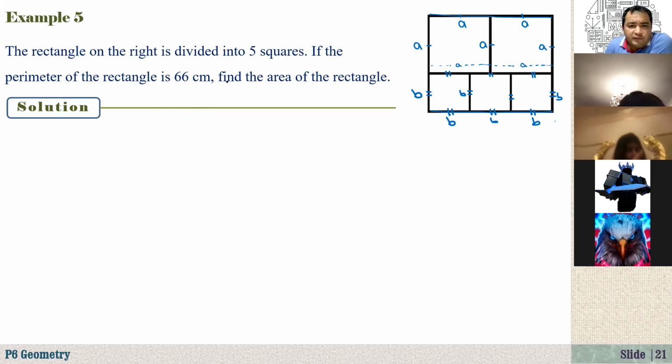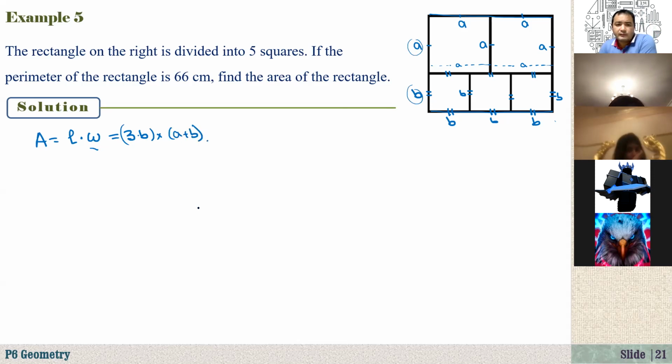Now, find the area of the rectangle. The area of the rectangle will be length times width. And what is its length? Length is equal to 3 times b, right? And we should multiply this by width. What is width? It is a, this length plus this, that's equal to a plus b. So here we have a plus b.